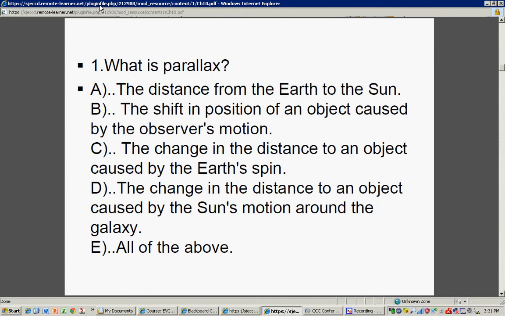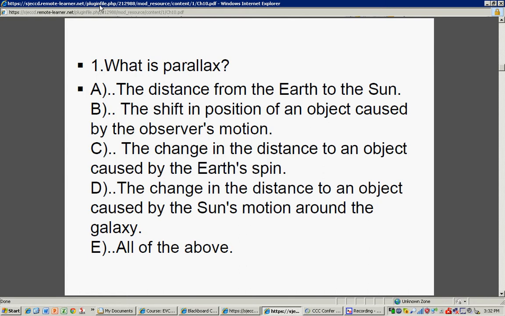So extra credit number one is: what is parallax? As we saw, parallax is not the distance from Earth to the Sun, because that is one astronomical unit. Is it a shift in position of an object caused by the observer's motion, or the change in distance to an object caused by the Sun's motion? Which one is the best possible answer? It's not the distance from Earth to the Sun.